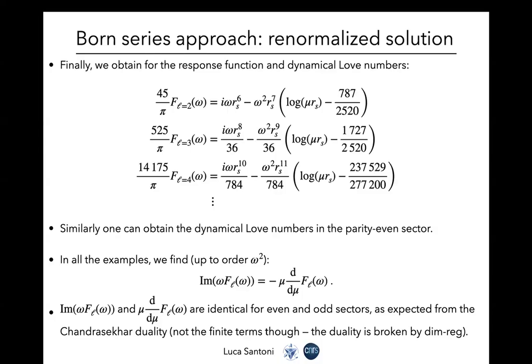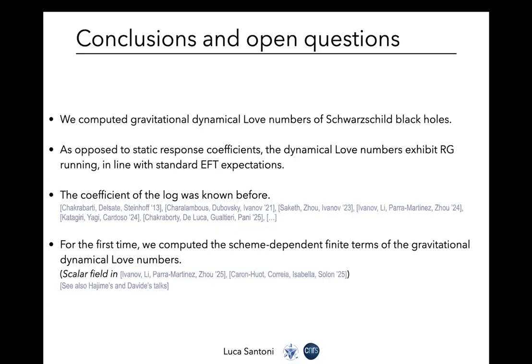Now, the question is, why only these coefficients and not these other numbers? Why are they not the same? Well, the answer is pretty simple, because we used a regularization scheme that breaks the symmetry explicitly. So the Chandrasekhar duality is broken in higher dimension. Of course, you can always choose mu in the two sectors to be different scales and fix your scheme ad hoc in such a way that they are the same, but the symmetry is broken. So there is no reason why finite terms should satisfy the duality. But at least the universal pieces, the imaginary parts and the log, do, and this is a non-trivial cross-check that what we are doing is fine.